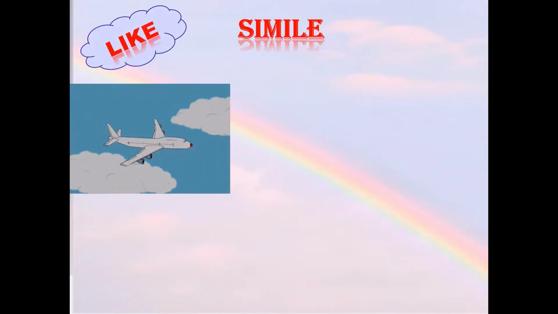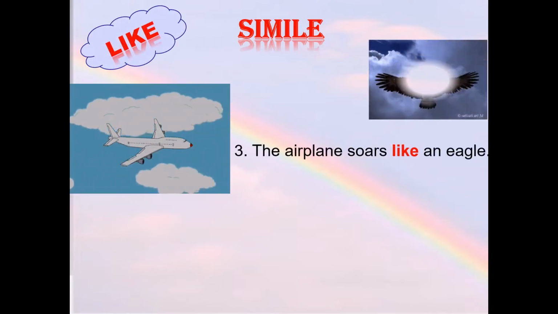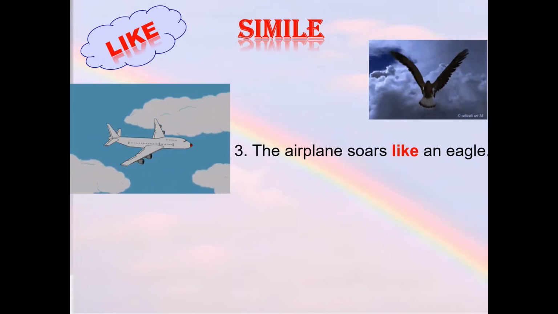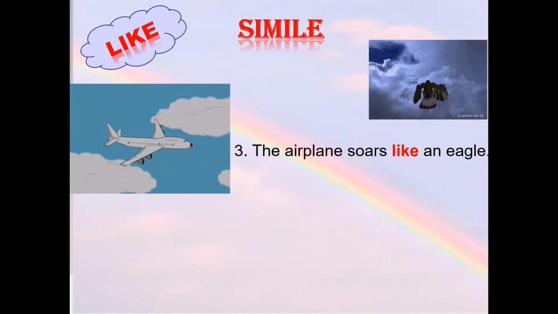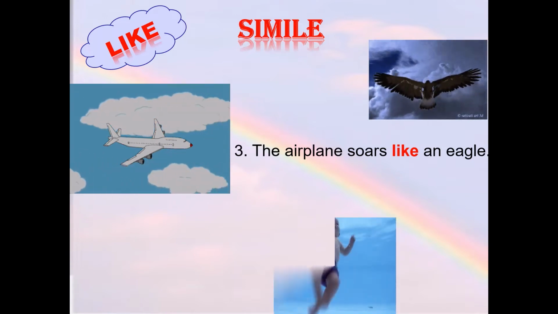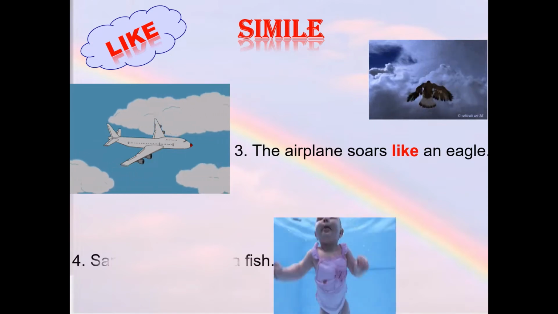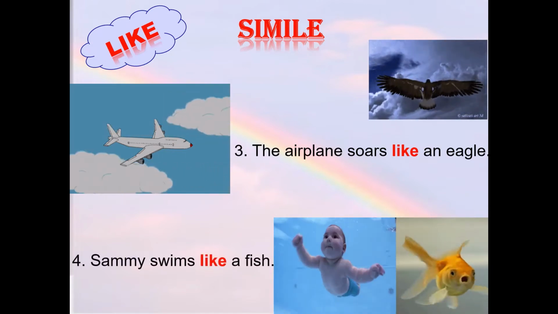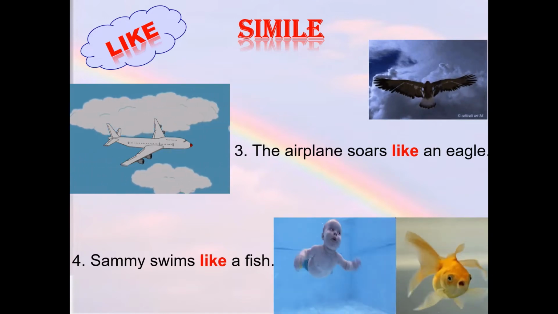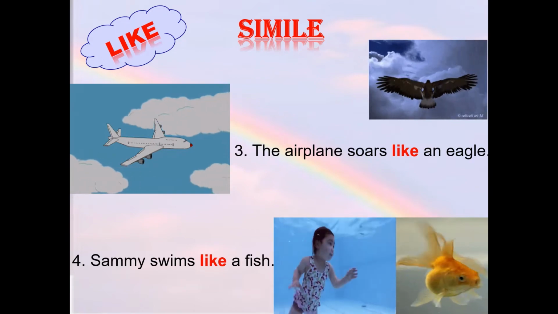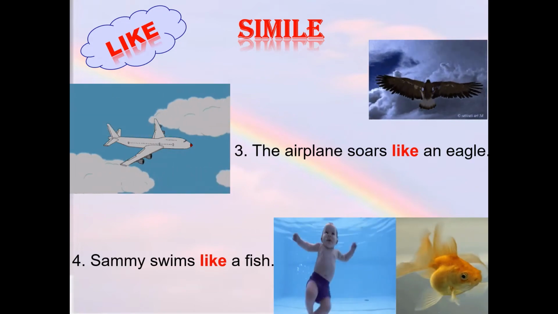The airplane soars like an eagle. In this sentence, the flight of an airplane is compared to the flight of an eagle, and we use the word like to compare them. Let us take another example. Sammy swims like a fish. Can you guess what Sammy's swimming is compared to? Yes, her swimming is compared to a fish. I hope students, the concept of simile is clear to you all.